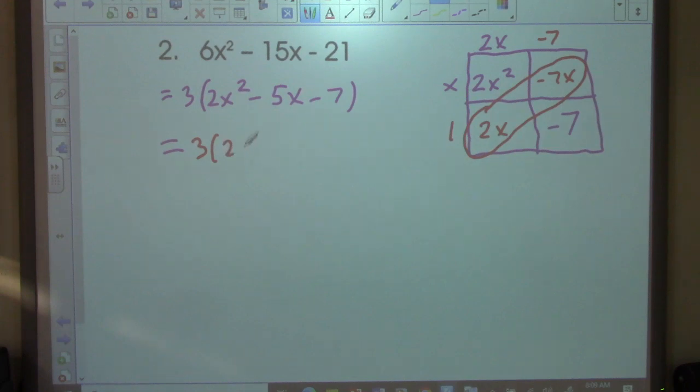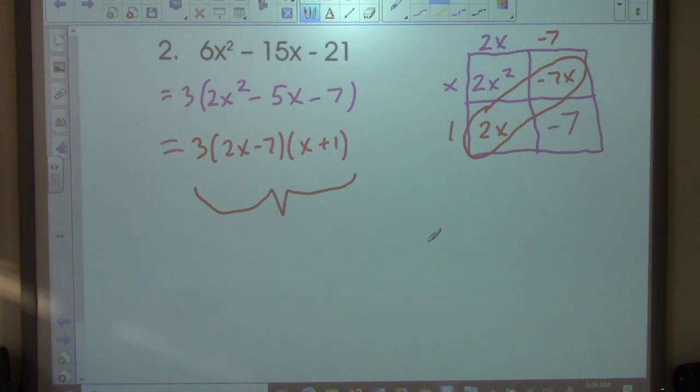We have 2x minus 7 times quantity x plus 1. And so we've used our box method here, and so we're pretty sure that that's a correct factoring of that. So that's what we have. So there's some more trial and error to this method, isn't there? All right, does that look like something you'd be able to do?